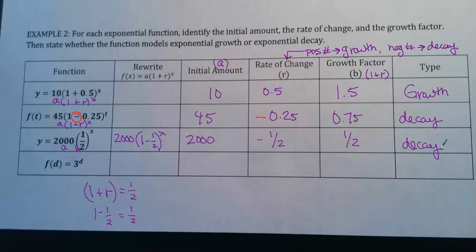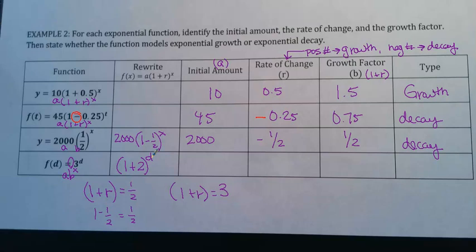Okay, let's look at this last one. We've got f of d equals 3 to the power of d. All right, so if we rewrite this, because it's in that a times b to the power of x form, so we do want to write it. So we don't have an a. We don't have a constant or a coefficient in front of that 3. So it's just going to be there. We're going to take the quantity 1 plus what? Because remember, we have to have 1 plus r equal the 3 that we've got. So r has to be 2. So 1 plus r to the power of d.